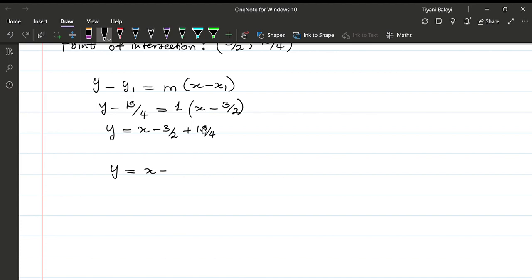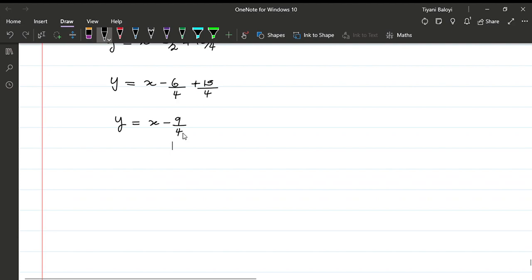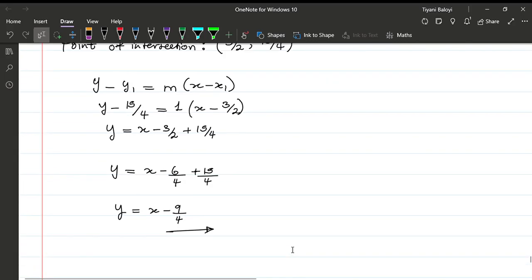I can make this 4 by multiplying both sides by 2, up and bottom. So I have 6 over 4 plus 15 over 4. y is equal to x minus 6, so that would be 9 over 4. So this is the equation of our tangent, right? So we can just use a calculator to confirm that. Yes, it is 9 over 4.